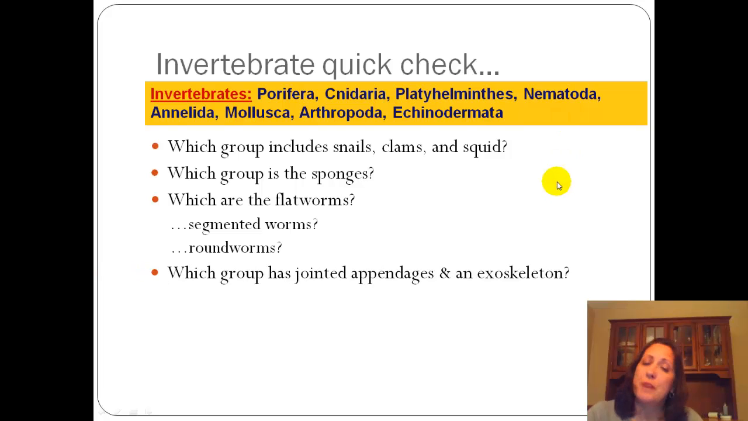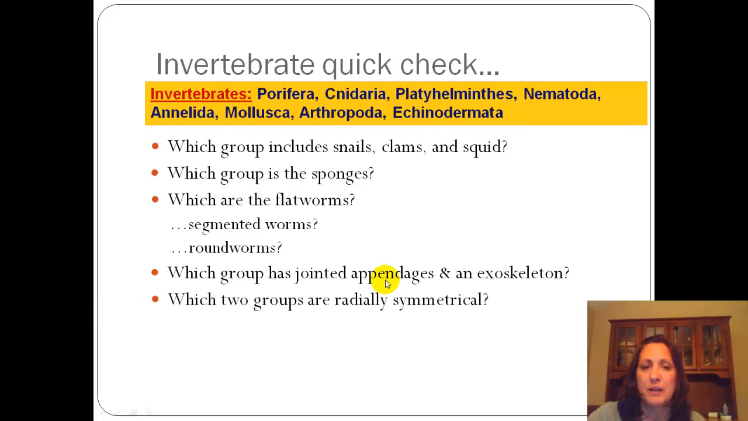Okay, which group has jointed appendages and an exoskeleton? And that would be the arthropods. If you step on an insect or whatever, it's going to make a crunch sound. That's that exoskeleton. And those jointed appendages, if you were to try to eat a lobster, like I said before, you're breaking it apart at those jointed appendages.